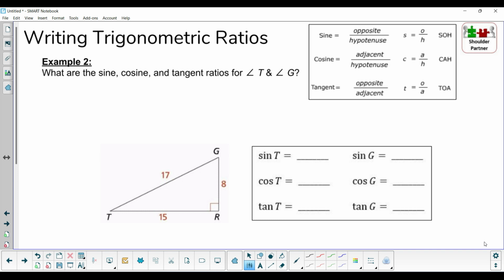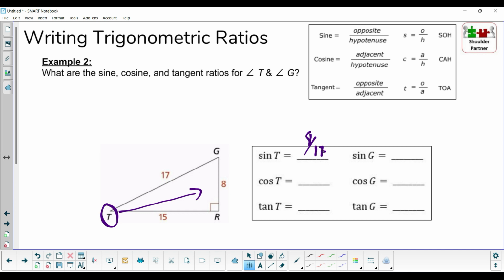Now, these are the ratios. That's what we worked with last week. So I don't think, guys, I need to go over this too much. I'm just going to do the first one for t, and then we move on. Remember, t is the angle. So sine for t will be opposite over the hypotenuse. So the opposite will be 8. The hypotenuse is 17. Oops, it looks like an 11.